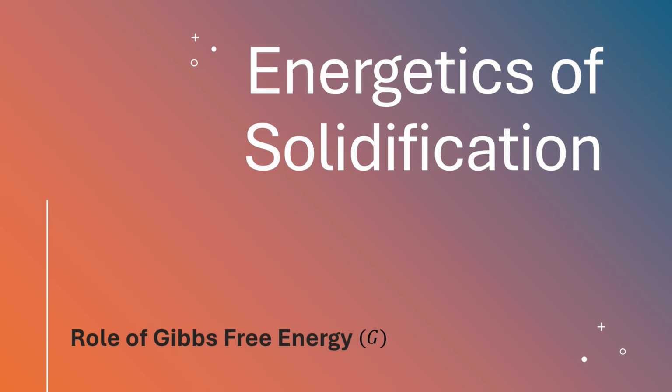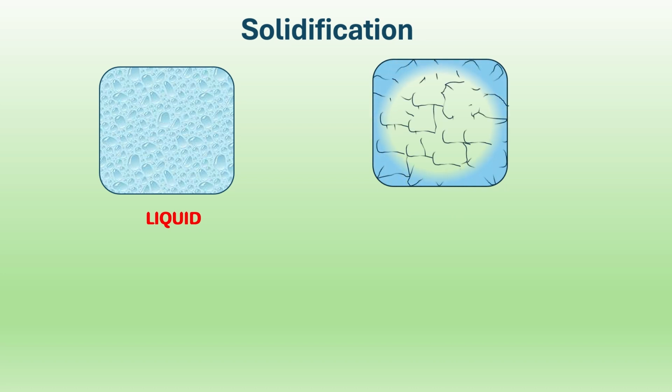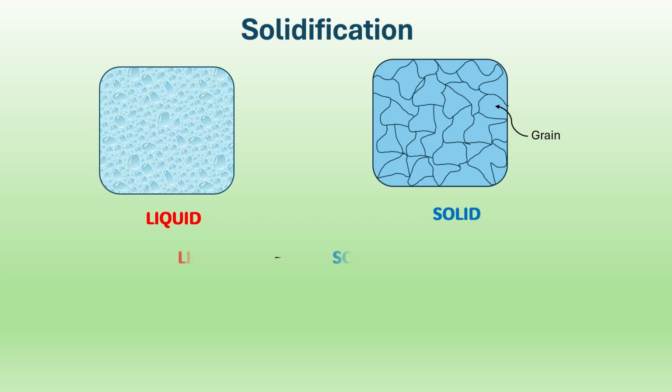Let us understand the energy changes during the process of solidification. When a liquid turns into a solid, the atoms arrange themselves into an ordered crystalline structure, where small ordered regions are generally referred to as grains. This process releases energy because the crystalline structure is more stable. So overall, solidification is an exothermic process. The system loses energy and becomes more ordered.